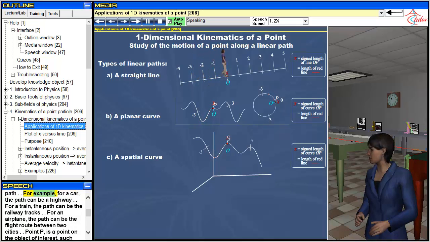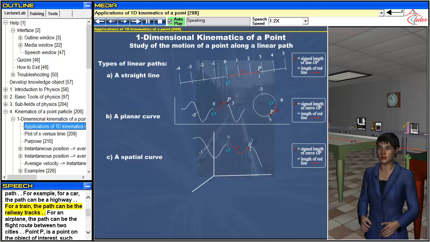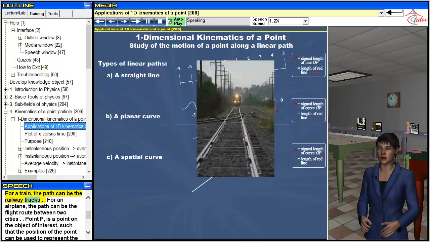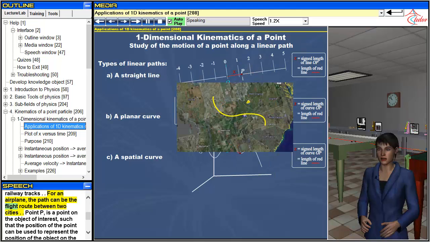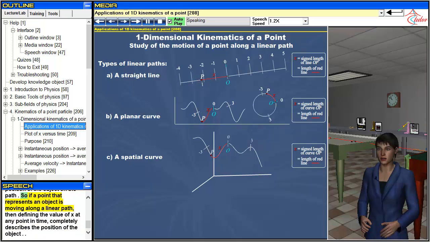For example, for a car, the path can be a highway. For a train, the path can be the railway tracks. For an airplane, the path can be the flight route between two cities. Point P is a point on the object of interest, such that the position of the point can be used to represent the position of the object on the path. So if a point that represents an object is moving along a linear path, then defining the value of x at any point in time completely describes the position of the object.